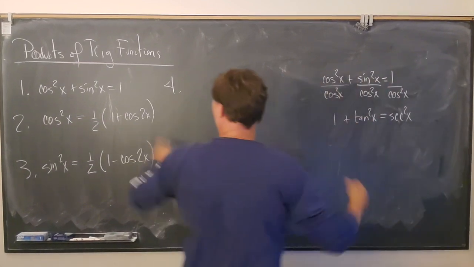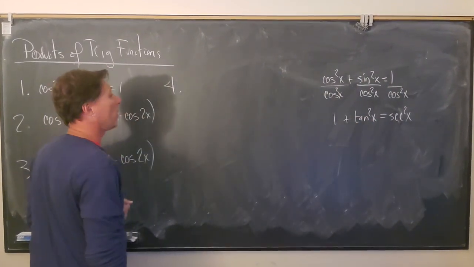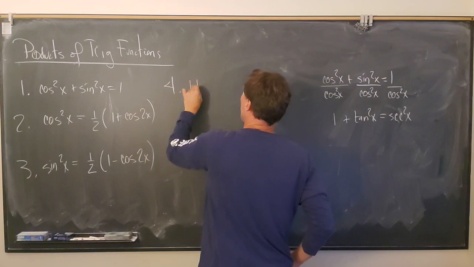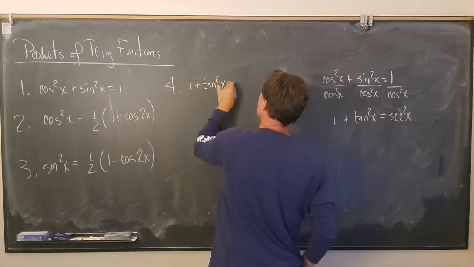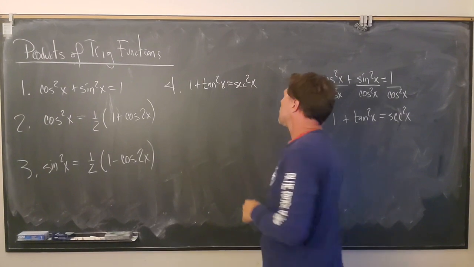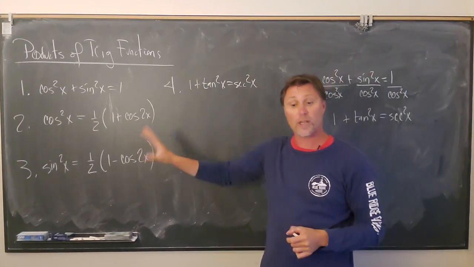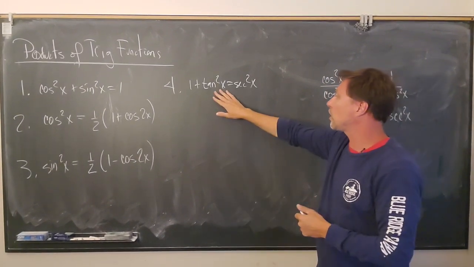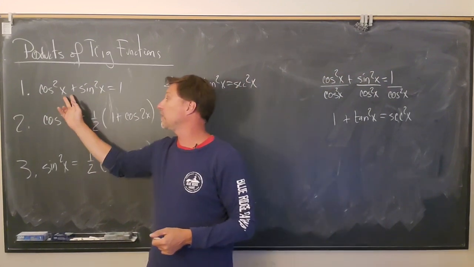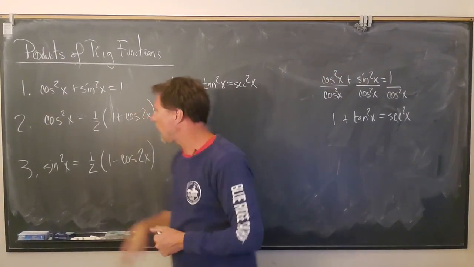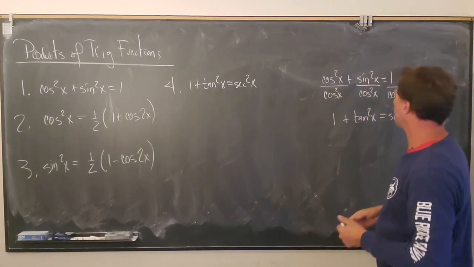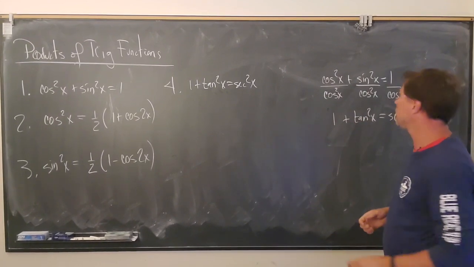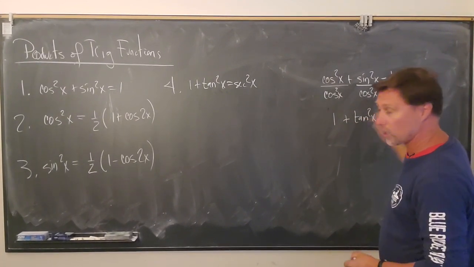So, by dividing our original identity number 1 by cosine squared, what we get is a connection between tangent squared and secant squared. So, 1 plus tangent squared x equals secant squared x. So this is another one that you should have memorized. You're going to need all of these. But if you ever forget how this equation goes, you can always rederive it by taking this equation and dividing everything by cosine squared. If I divided by sine squared, that would give us a relationship. I'm not going to write this one down, but it gives a relationship between cotangent and cosecant squared.